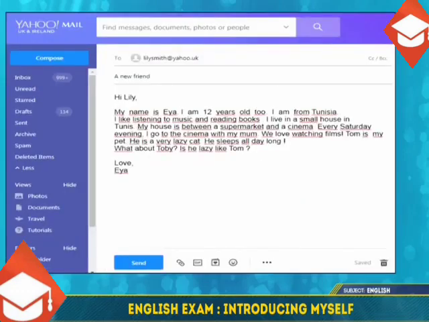Now, let's listen to Aya's email. Hi Lily, my name is Aya. I am 12 years old too. I am from Tunisia. I like listening to music and reading books. I live in a small house in Tunis. My house is between a supermarket and a cinema. Every Saturday evening, I go to the cinema with my mom. We love watching films. Tom is my pet. He is a very lazy cat. He sleeps all day long. What about Toby? Is he lazy like Tom? Love, Aya. So you can see, writing an email to introduce yourself is very easy.